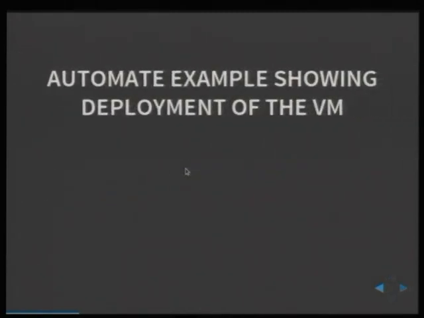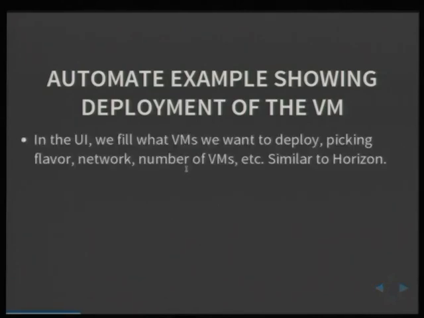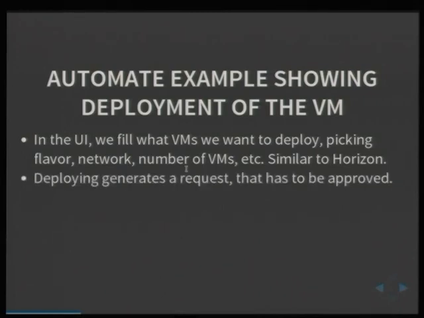Now, automate. So we will show the most used automate example, which is deploying of the VM. So this starts in the UI. I will not show screenshots of that, but you probably know the Amazon or Horizon. It's all very similar. You just pick flavor, network, number of VMs if you are deploying a collection, right? And after you picked all the attributes for your VMs, in ManageIQ it generates a request, right?